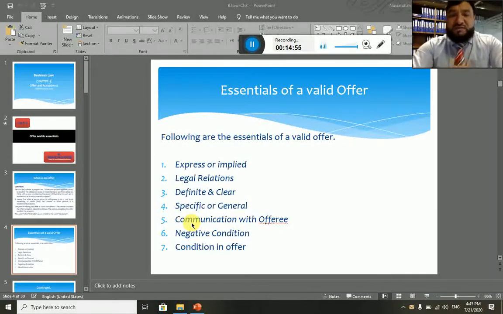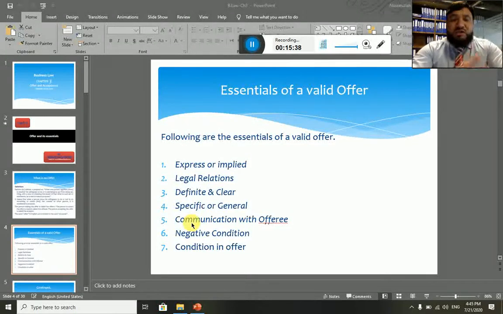Communication of the offer is also one of the most important essentials of the offer. The offerer is responsible for communicating the offer to the offeree. It means only the individual to whom this offer is communicated can accept the offer. One to whom the offer is not meant, not communicated, cannot accept the offer. Right? So while making an offer, we have to make sure that we have communicated our offer to the relevant individual. We have to make sure that the offer is communicated.